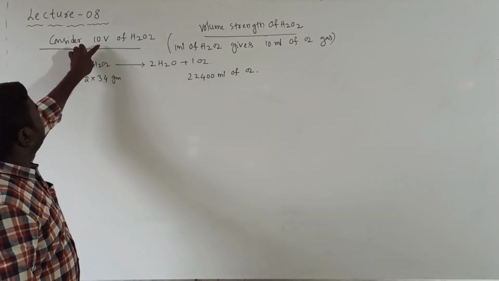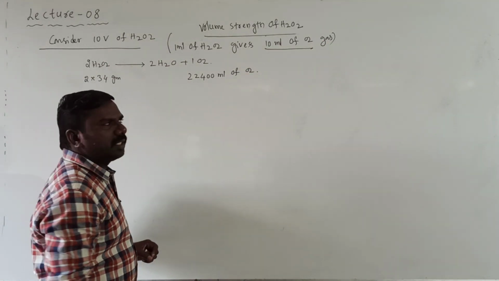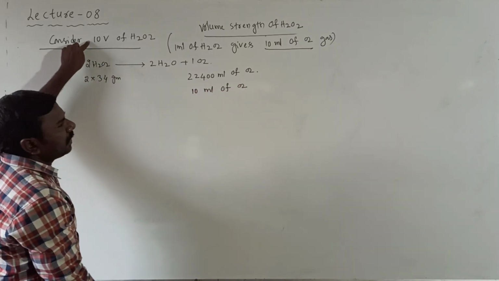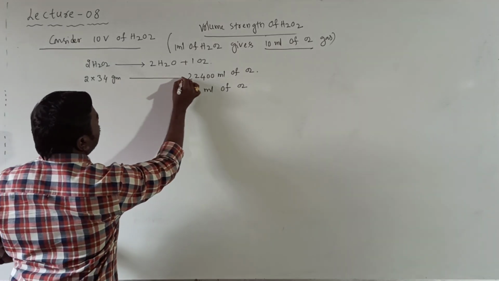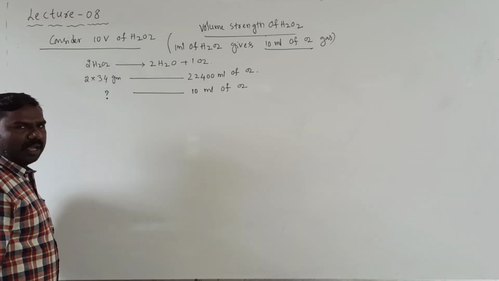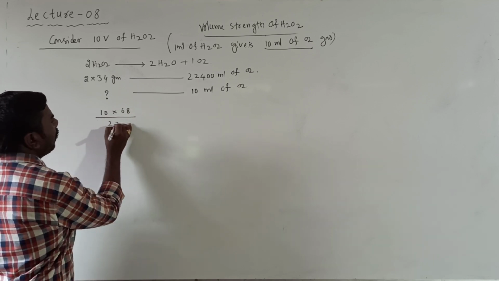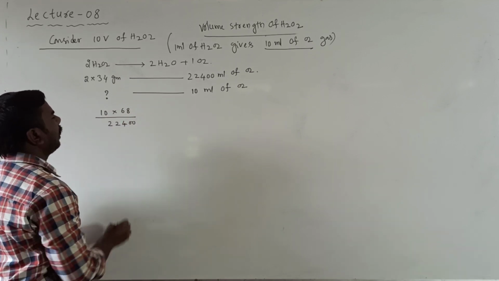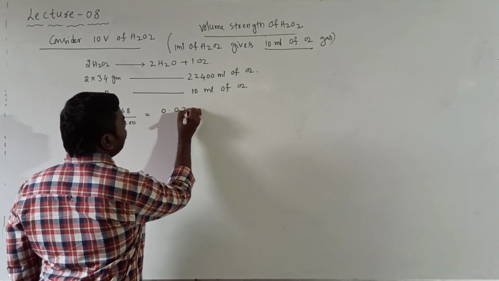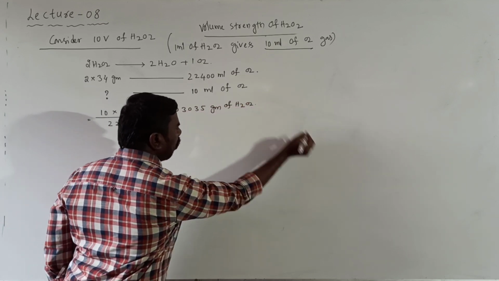Now, if I take 10 volumes of H2O2, how much oxygen gas will be released? 10 milliliters. For 10 milliliters, how many grams of H2O2 are required? Then 10 into 68 by 22400 milliliters. If you solve this, you will get 0.03035 grams of H2O2 required.